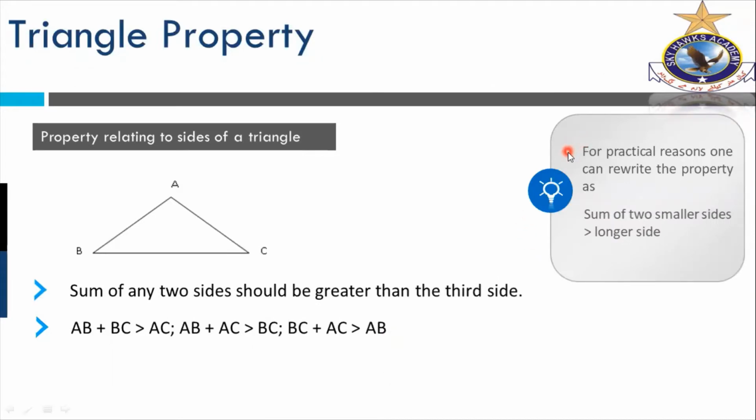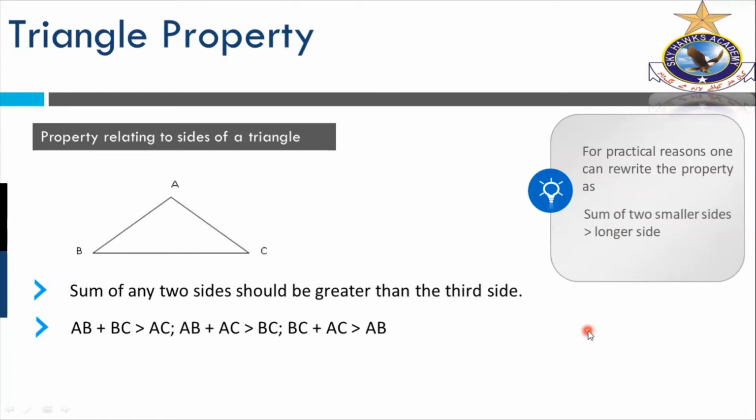Please read this one. For practical reasons, one can rewrite the property as: the sum of the two smaller sides is greater than the longer side. Longer side, two smaller sides. The sum of the two smaller sides makes this fact true, that their sum must be greater than the longest side of the triangle. So we will keep this in mind.